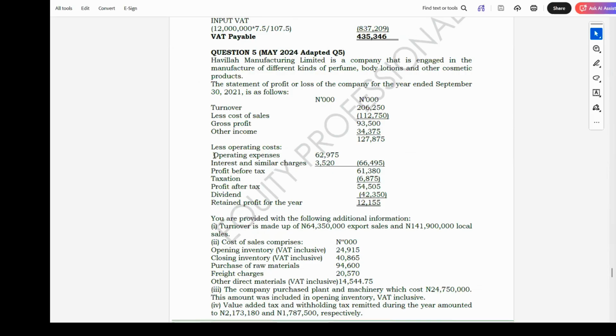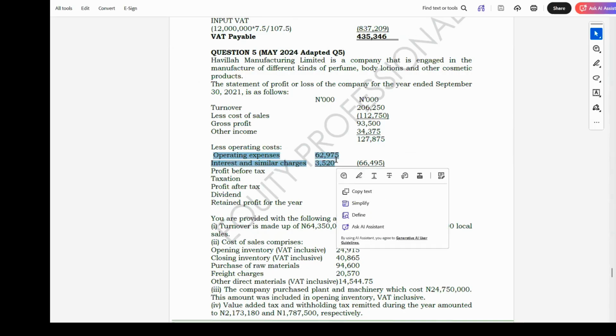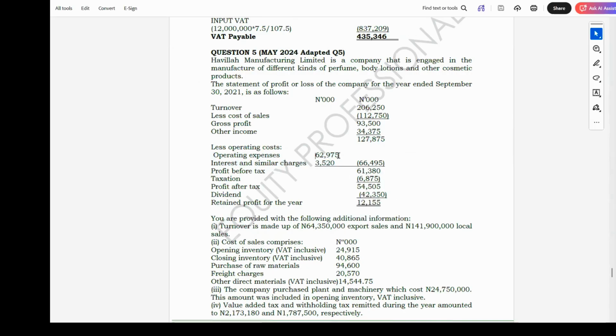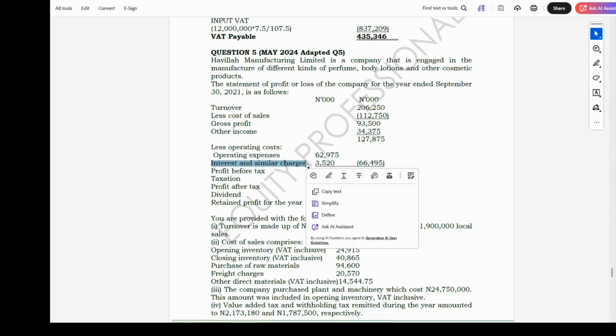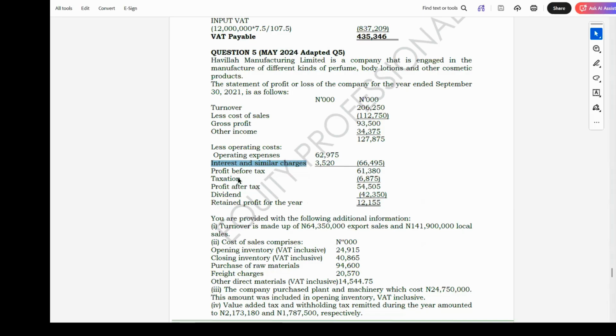We also have operating expenses. You are not given the breakdown, so it will be assumed that it will give rise to indirect revenue expenditure. We also have interest and similar charges. What kind of expenditure is that? It is also indirect. It will not be subject to value added tax.